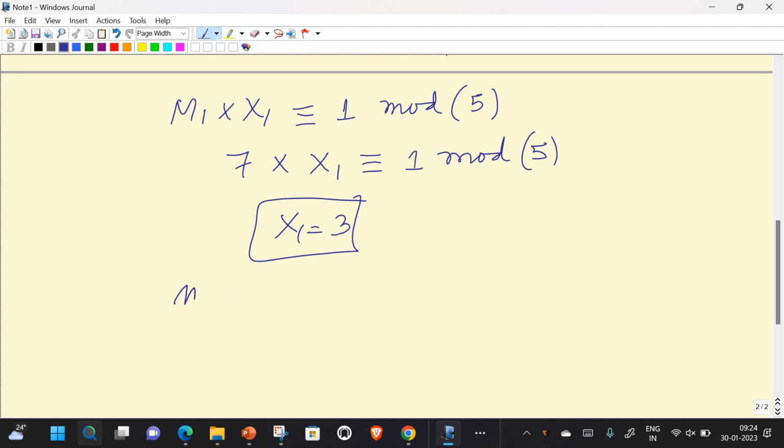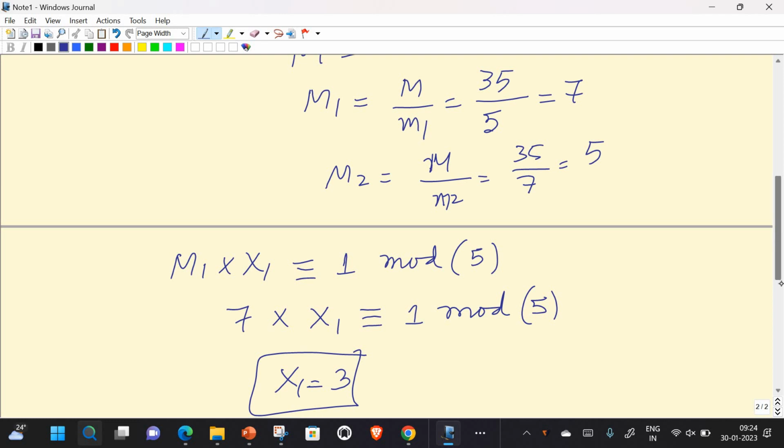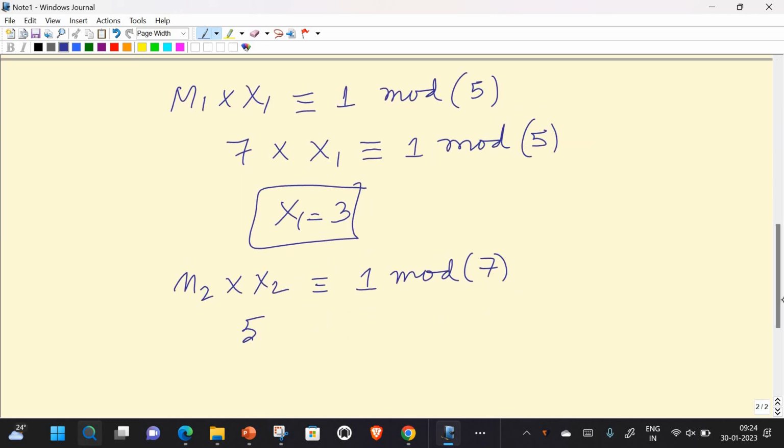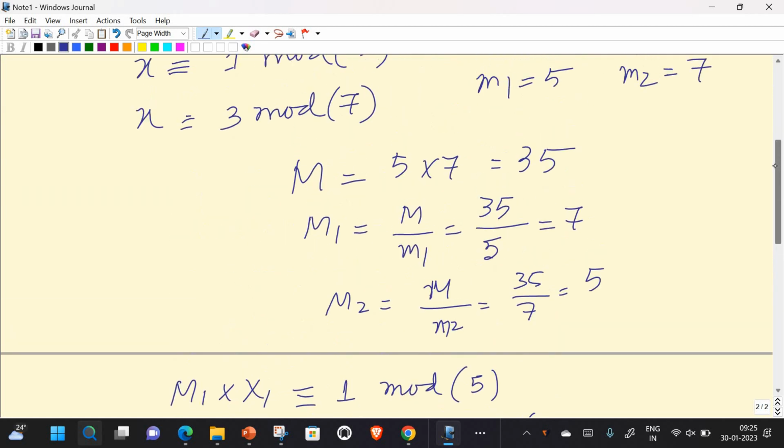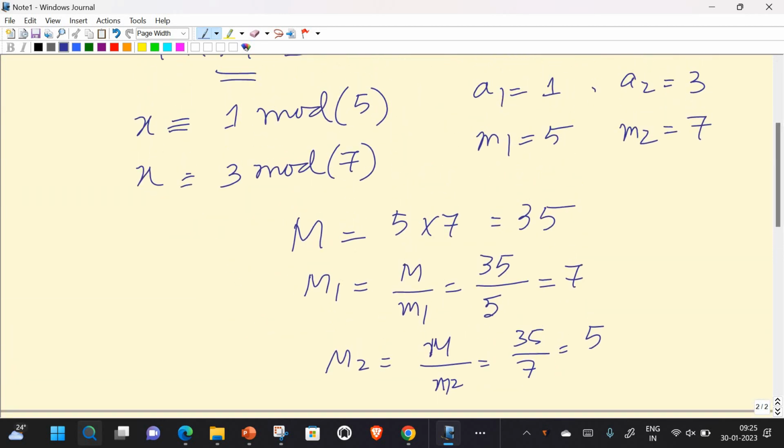Similarly, try to find out m2 into x2 mod of 7. Please tell me what is the value you are getting? M2 was 5, which we had already done over here. M2 was 5.